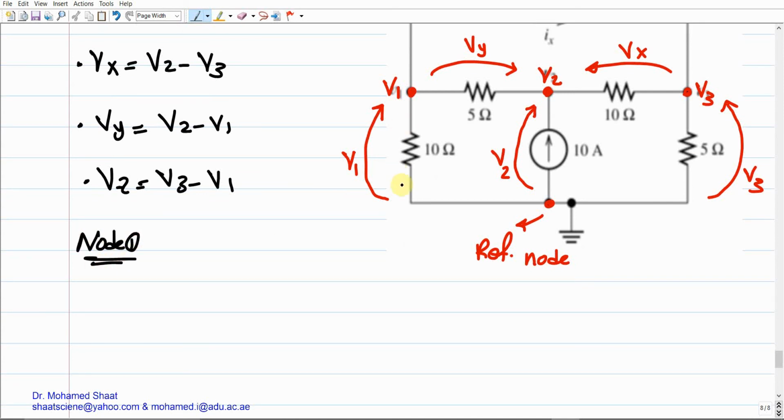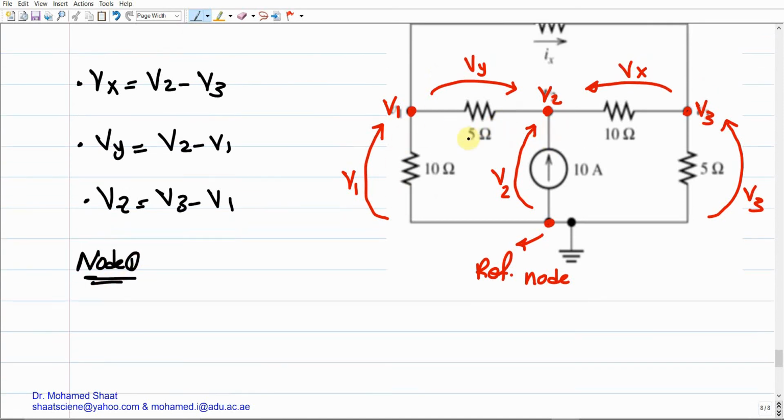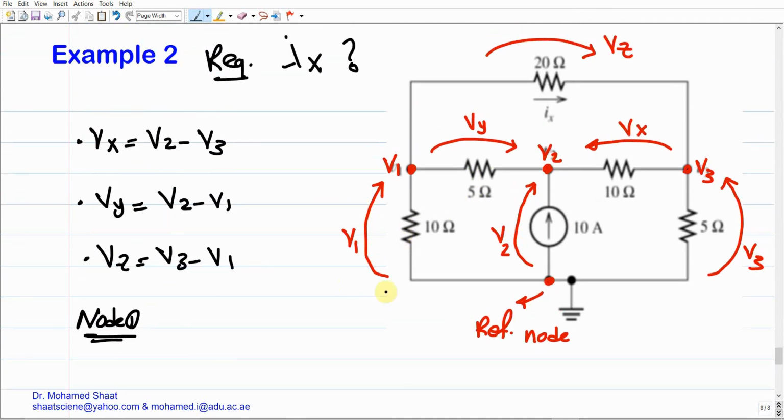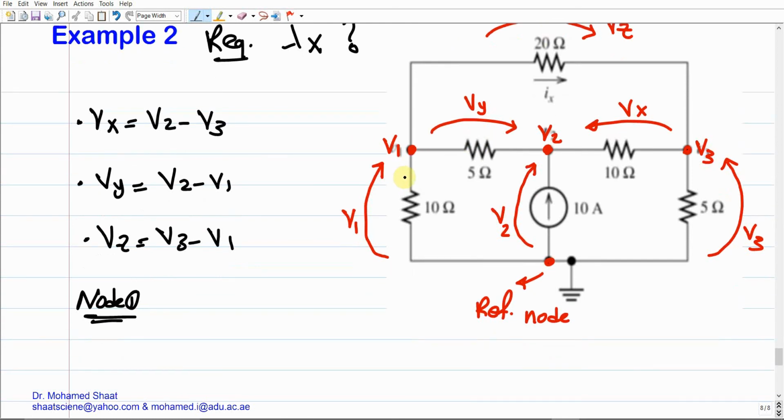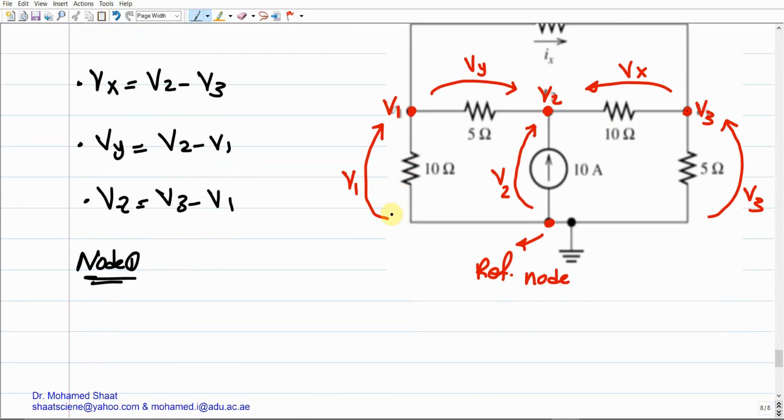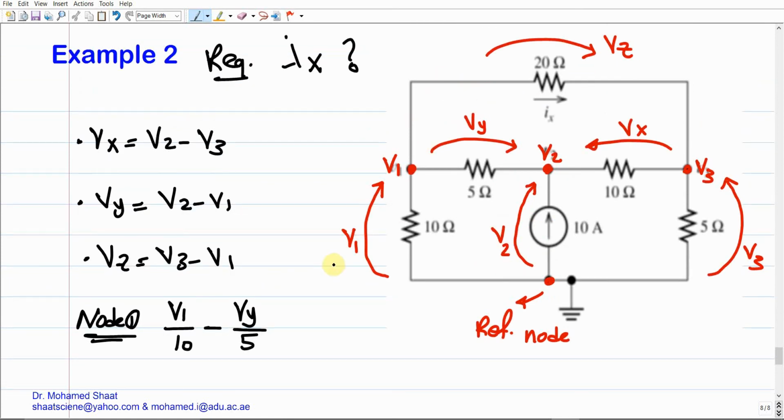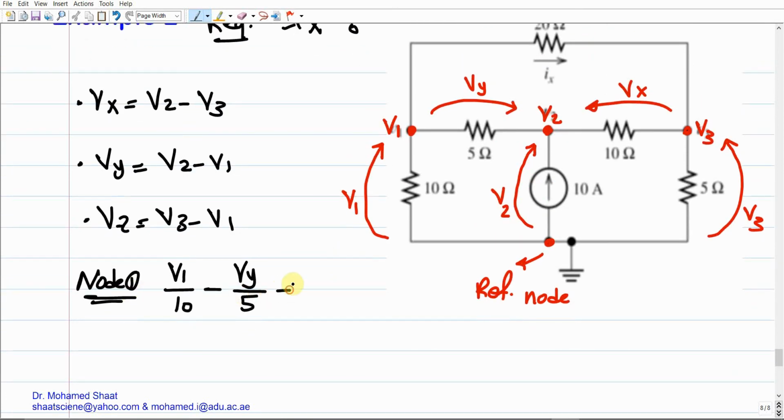The Kirchhoff current law has 3 currents because it connects 3 elements. One current enters the node, this one leaves the node, and this one too is leaving the node. So we have V1 over 10, this is the current. V over R is the current, very simple. As you can see, V1 over 10 enters the node, but Vy over 5 leaves the node, and Vz also leaves the node, which is Vz over 20. So negative Vz over 20, and it should equal 0.